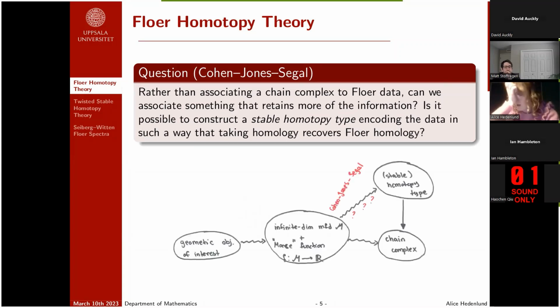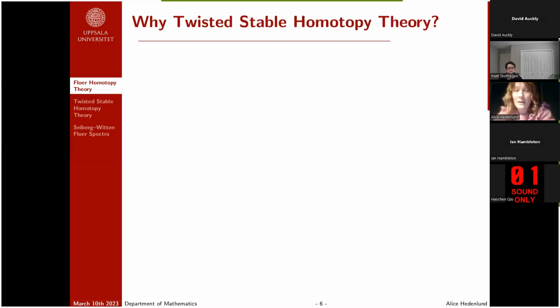So this is where we get back to this picture again. The Floer data is in this middle thing, and while you usually associate some sort of chain complex here, they're asking the question: can you associate something that has more of the information? Can we associate some sort of stable homotopy type to that data? Although these ideas have been around for a long time, it's only really recently that we've had the machinery to do these things.